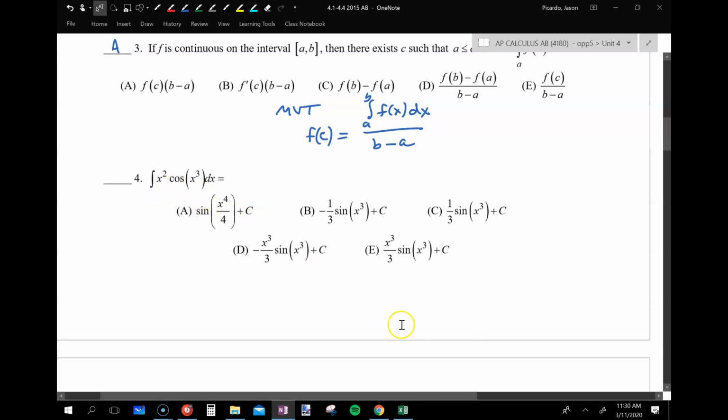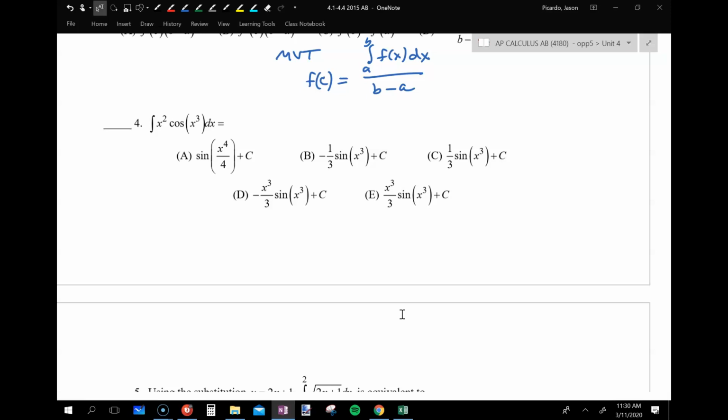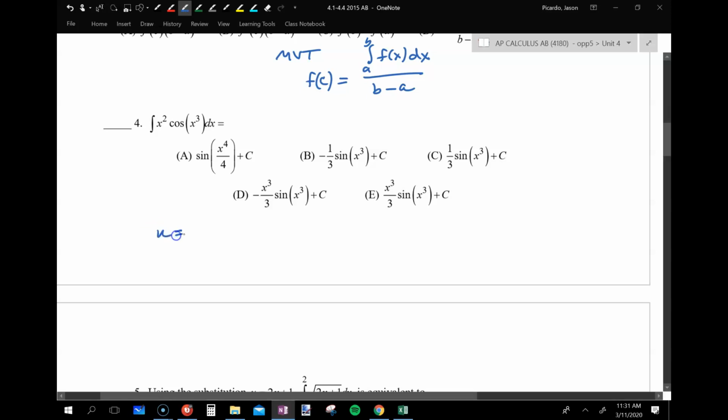How about here in number 4? We want to find an integral of this. If you've been following along at home, this is a classic case of calc. What do you guys think? Yeah, U sub, yeah. What do you think you would use for the value of U?